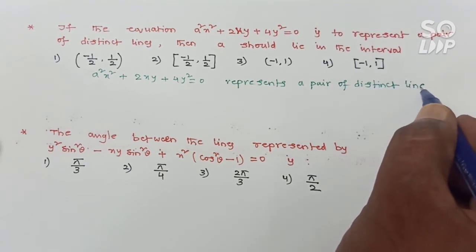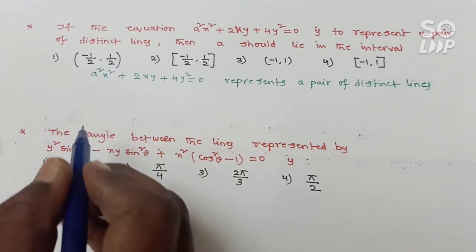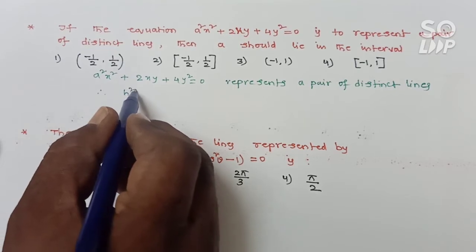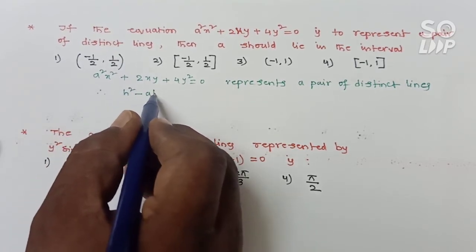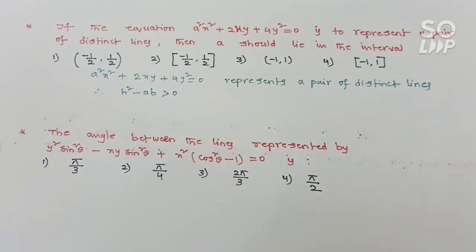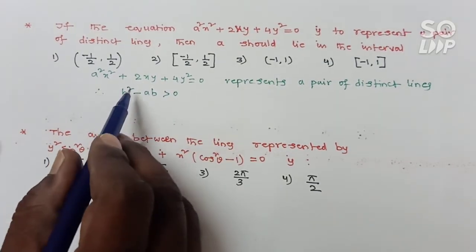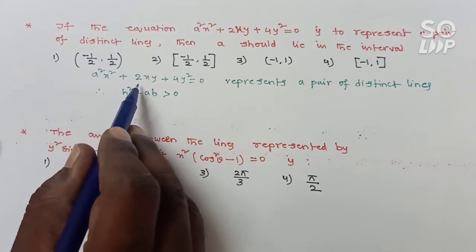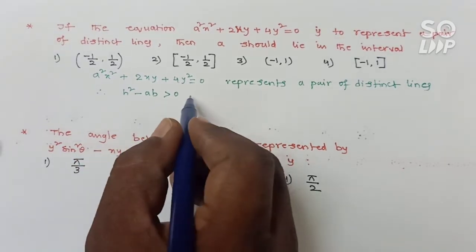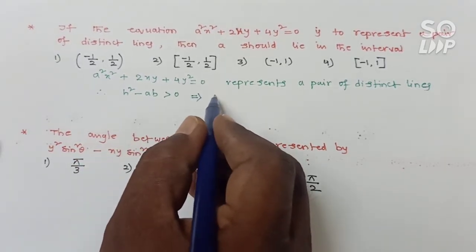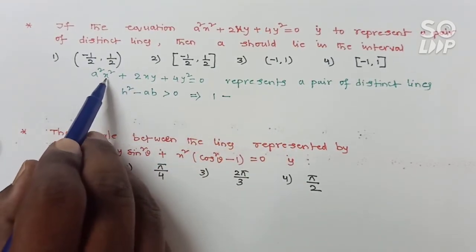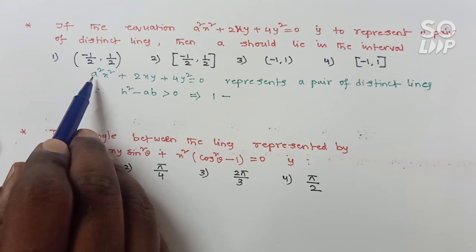So please all of you recall the condition. Therefore, h square minus ab greater than 0. What is the h value? Here 2h is equal to what? 2h is equal to 2, so h is equal to 1. That implies 1 minus a, where a is the x square coefficient. What is the x square coefficient in the given equation? A square.